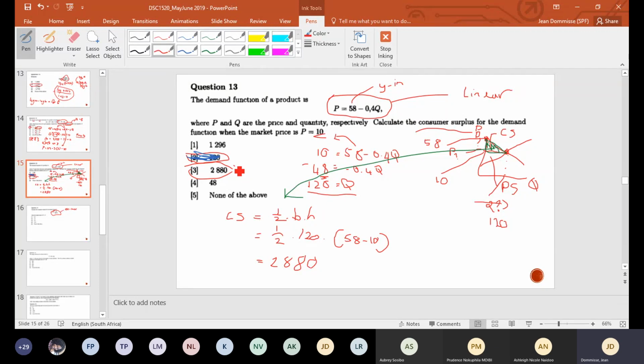Okay, but here we're working with a linear regression. So if we're working with linear regression, it's a normal consumer surplus that we need to work out, so it's half times base times height. Any questions from anybody on this one? If we needed to work out the producer's surplus, they would have needed to give us the supply function. We can't work out the producer's surplus without the other formula.